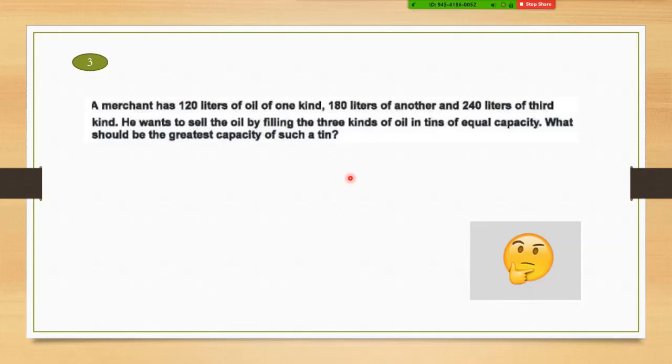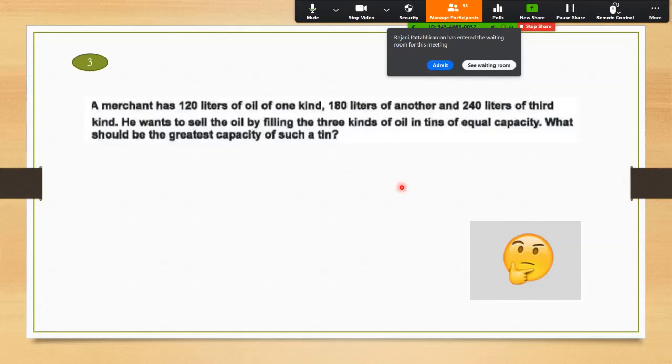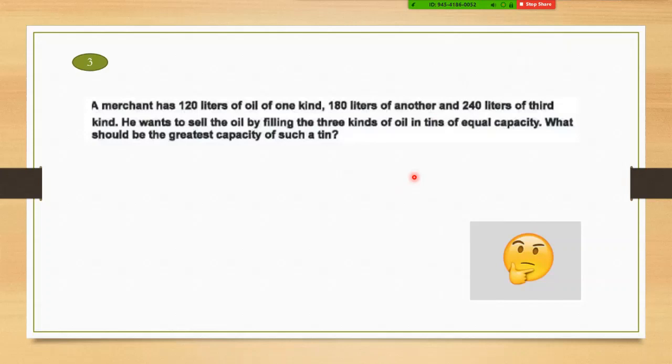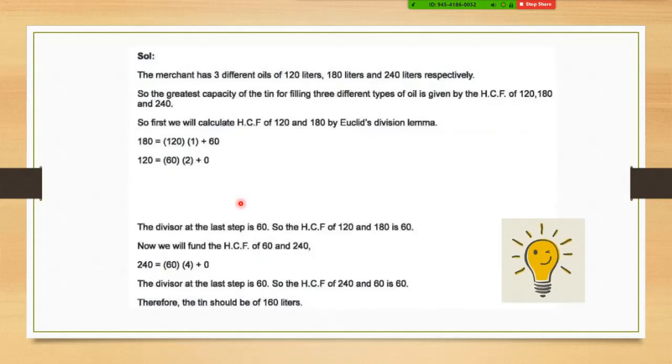Ma'am, the answer is 60. Perfect, Ananya. Then send it across. Click a picture. Yes, ma'am. Ma'am, the answer is 60 liters. It is 60? Yes, it is 60. Here it's a bit wrong. It is 60.